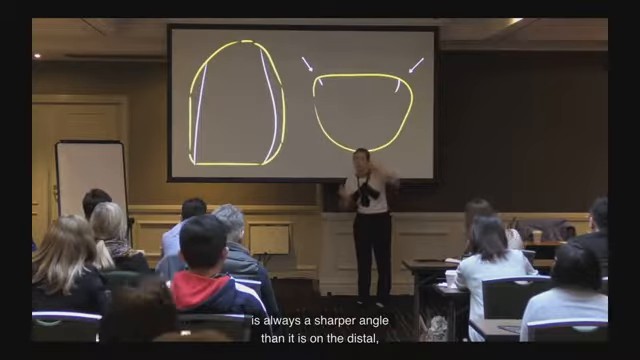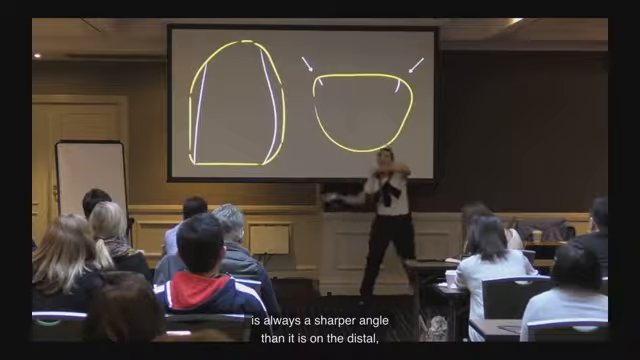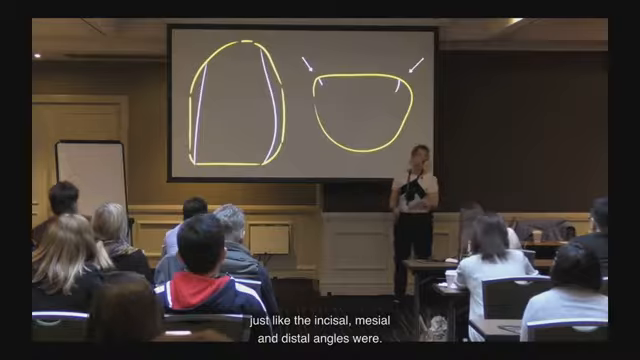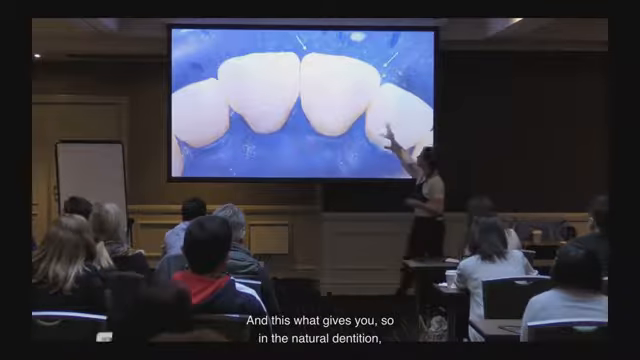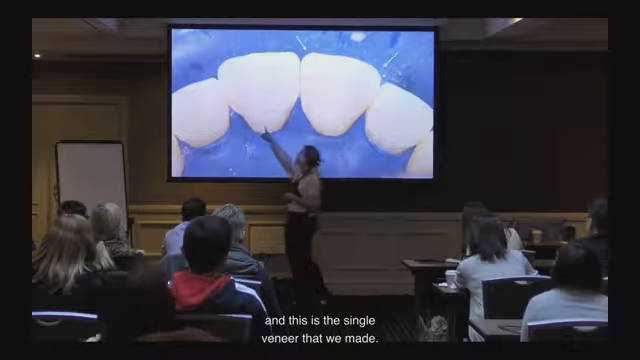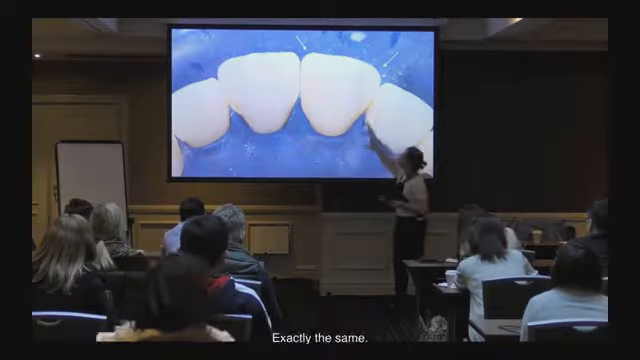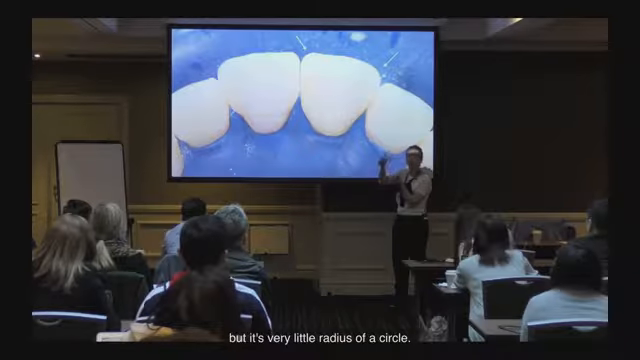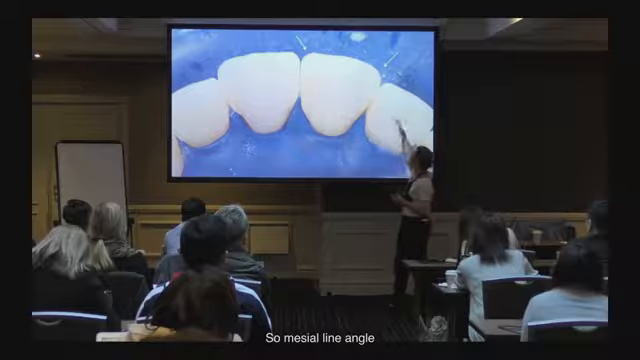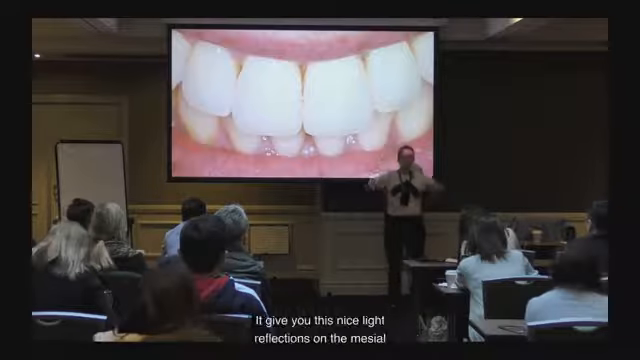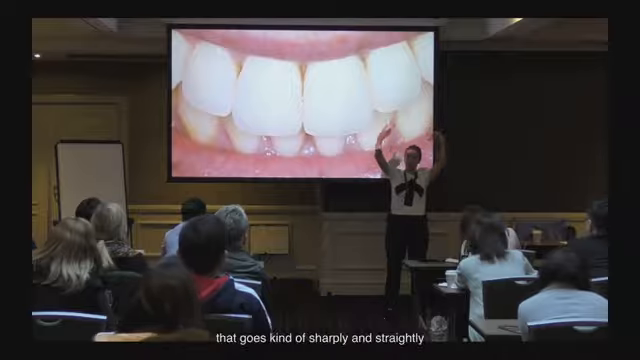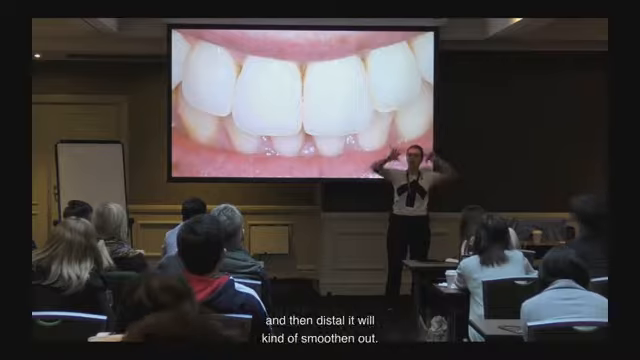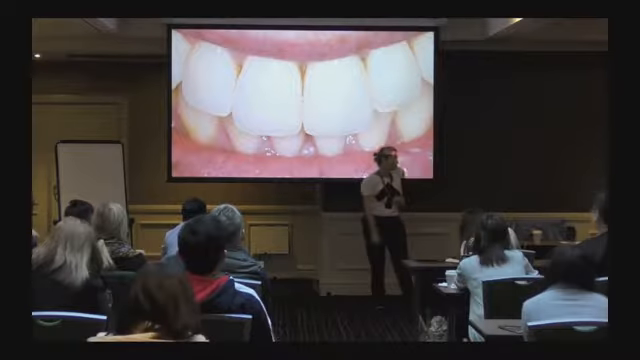When you look from the incisal direction, you will see that the mesial line angle is always a sharper angle than on the distal, just like the incisal mesial and distal angles were. And this is what gives you, in the natural dentition, this is the natural tooth and this is the single veneer that we made. Exactly the same. It's never sharp, it's rounded, but with a very little radius of a circle. So the mesial line angle and the distal line angle are very curvy. It gives you those nice light reflections on the mesial that go kind of sharply and straight from the gingiva to the mesial corner, and then distally it all kind of smoothens out.